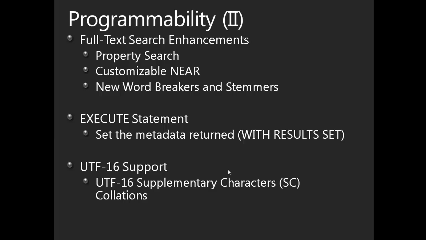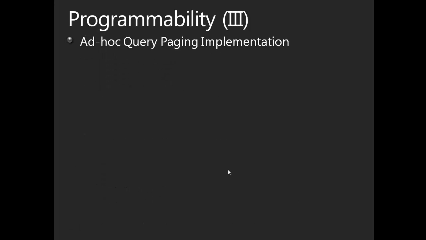UTF-16 support, so there are some supplementary character collations. New enhanced spatial features like enhancements to spatial data types, some spatial performance improvements, and other spatial improvements like spatial helper stored procedures. The ad hoc query paging implementation, where you can specify a range of rows returned by a select statement based on row offset and row count values that you provide. This is very useful when you want to control the number of rows sent to a client application for a given query.